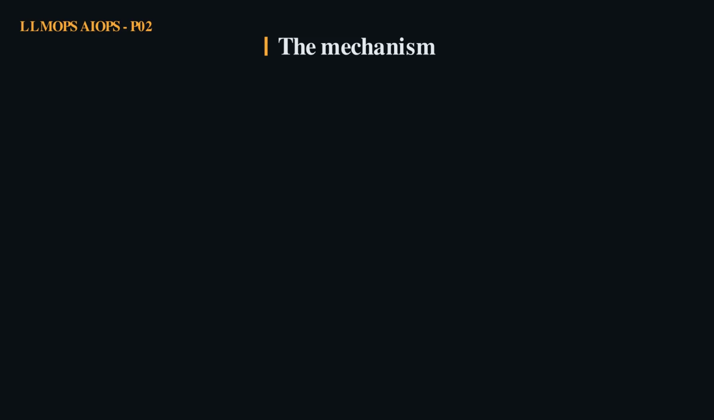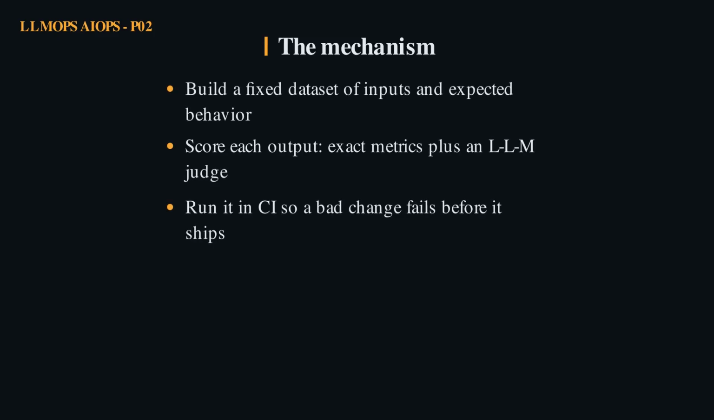The mechanism has three parts. First, freeze a representative dataset of inputs, ideally drawn from real traffic. Second, score every output two ways. Cheap exact checks like is it valid JSON plus an LLM-judge for the fuzzy qualities like faithfulness and tone. Third, wire the whole thing into your pipeline, so a regression blocks the release exactly like a failing test. Evaluation you do not automate is evaluation you stop doing.